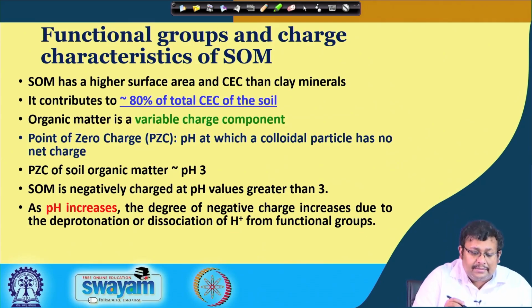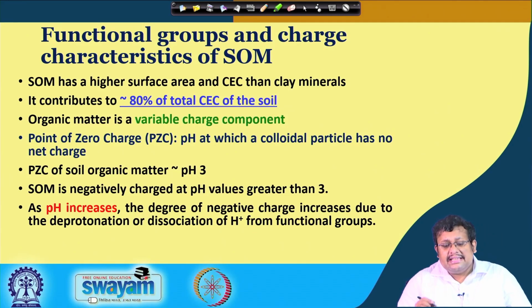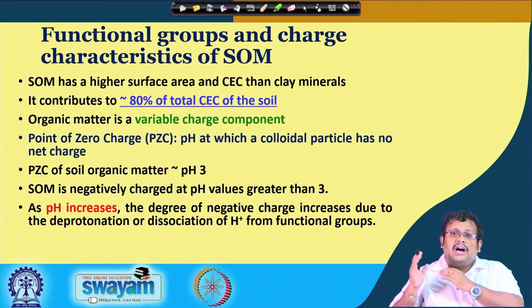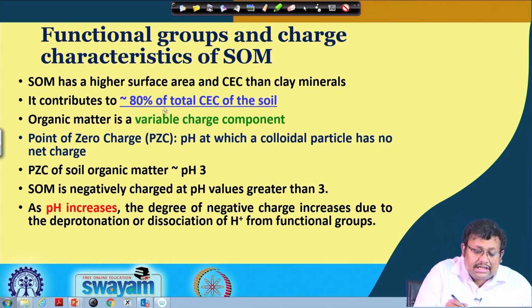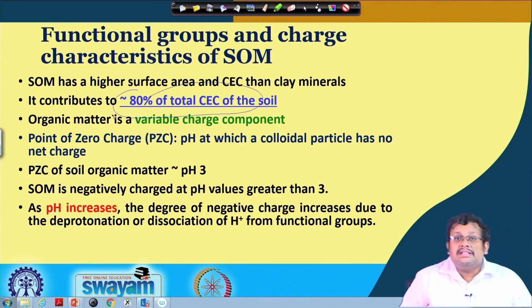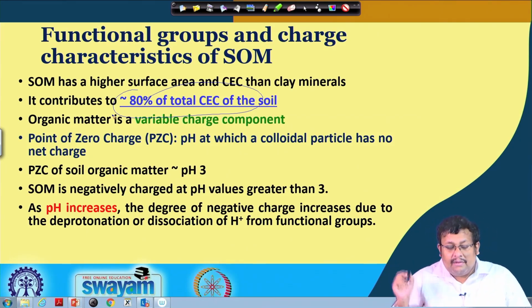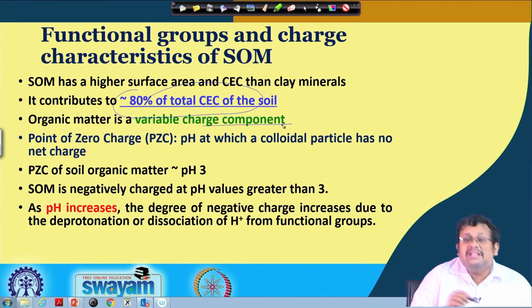Remember that soil organic matter has a higher surface area and CEC than clay minerals. We have already discussed it in detail, because soil organic matter has a huge number of different functional groups which dissociate due to the change of pH, and as a result there is a huge amount of negative charge. Now, remember, it contributes 80% of the total CEC of the soil. This is huge. So, that is why soil organic matter is considered one of the major fractions that controls the soil chemical properties.